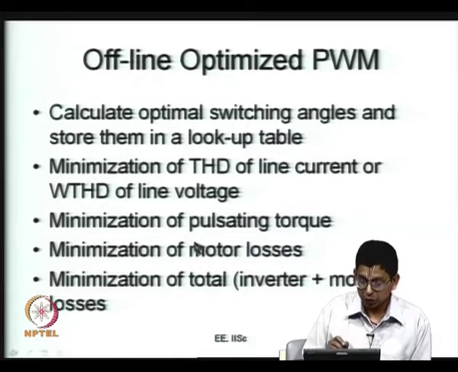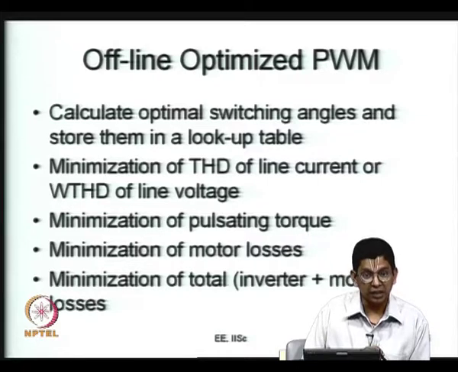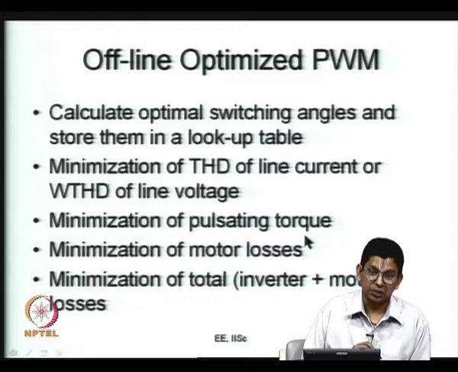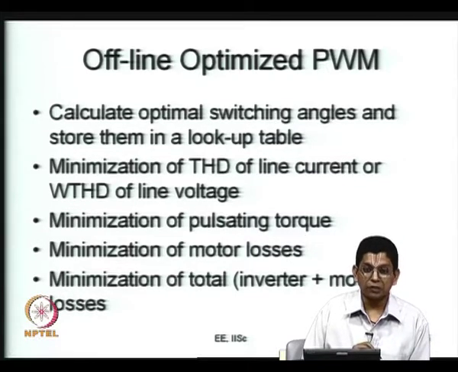Alternatively, you can also try and minimize pulsating torque. How do you do that? You will have to understand what causes pulsating torque. Had the motor been operating with sinusoidal voltages, there would be no pulsating torque at all, it would be a steady torque. Only because the motor is operating with non-sinusoidal voltages, you are getting pulsating torque.